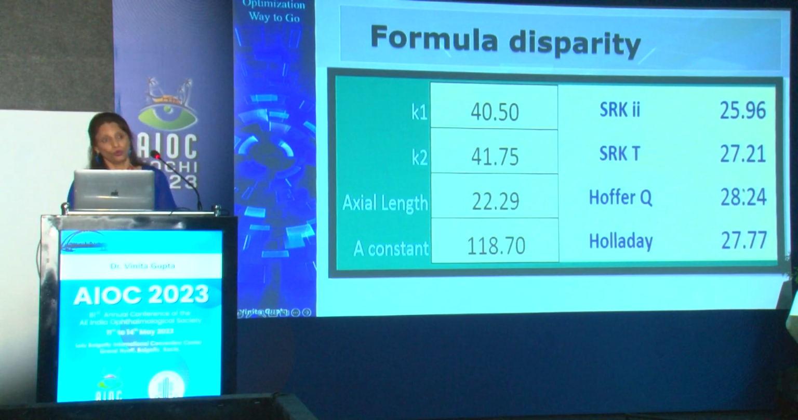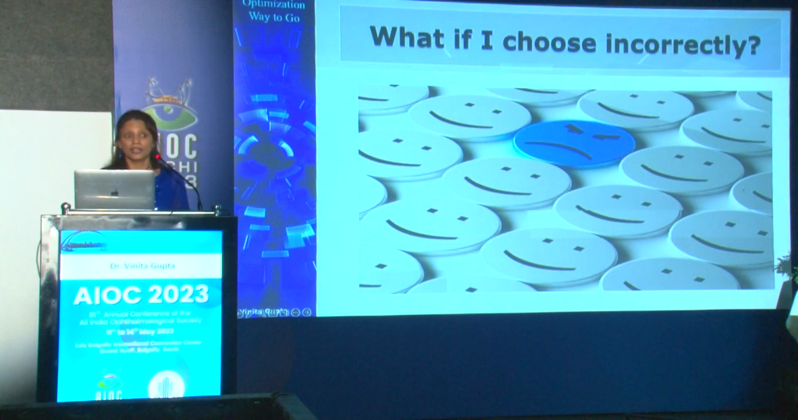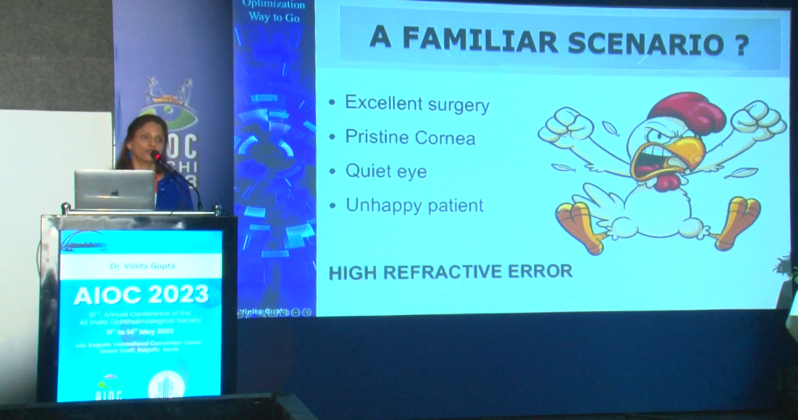So what should I do? What if I choose incorrectly? Either I'll have a patient like this, or sometimes even a patient who comes fighting like this. This may be a familiar scenario. I have done an excellent surgery. My cornea is pristinely clear. I have a very, very quiet eye, but the patient is really, really unhappy and is on to you.